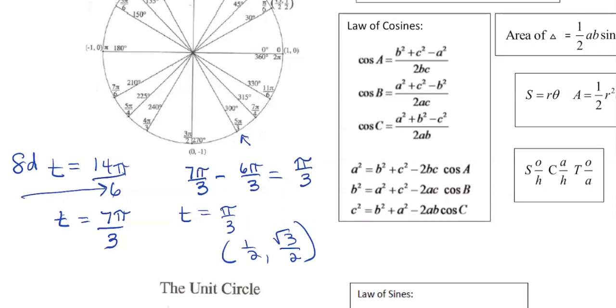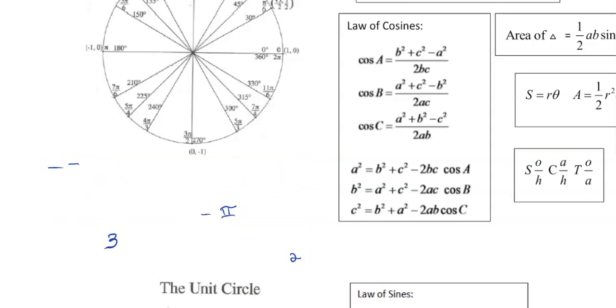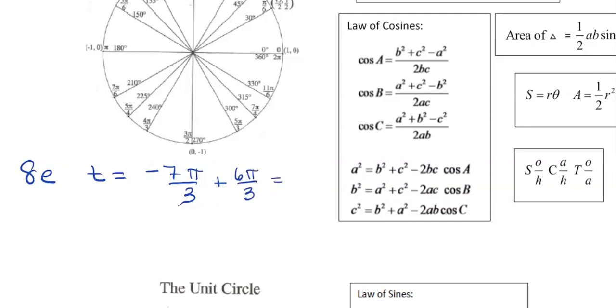So we're up to 8E. So I'm going to erase that real fast. Okay, and let me write down 8E right here. So 8E says T is negative 7 pi over 3. Okay, so that's too big and too negative. So why don't we add a circle? If we add a circle, it would be 6 pi over 3. That's going to give us negative pi over 3, which I know is going to be right here.